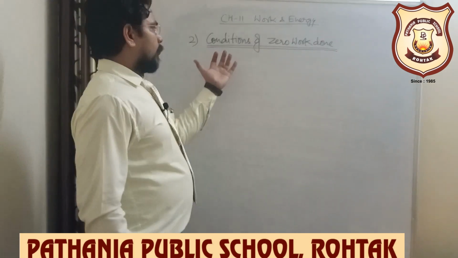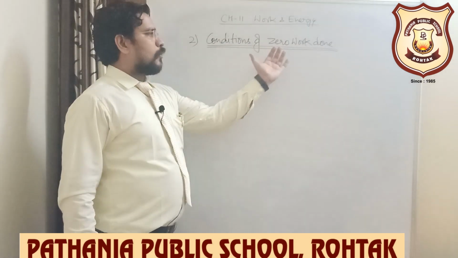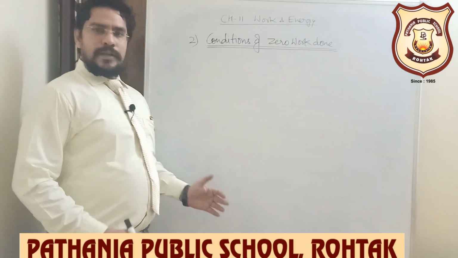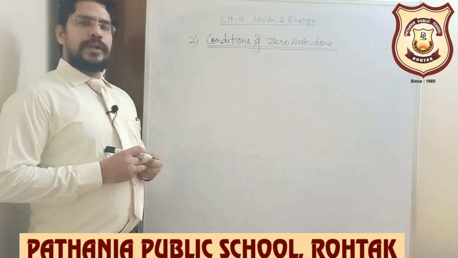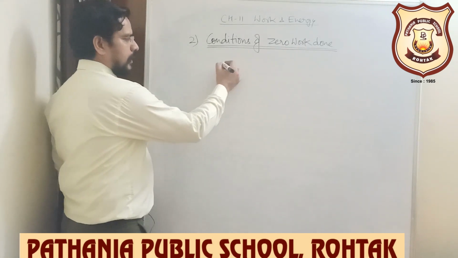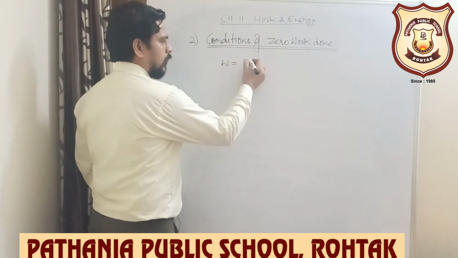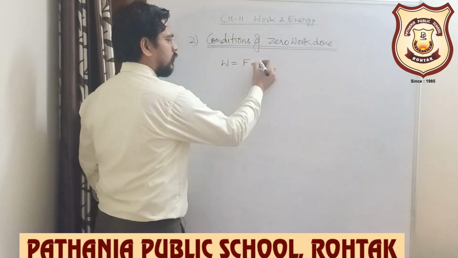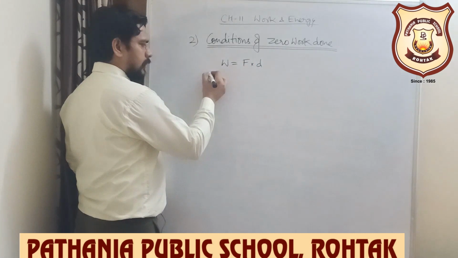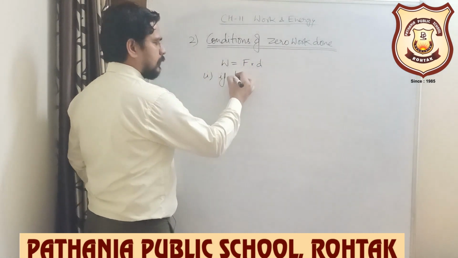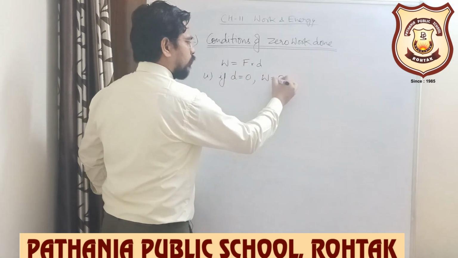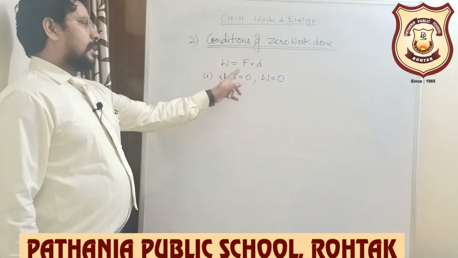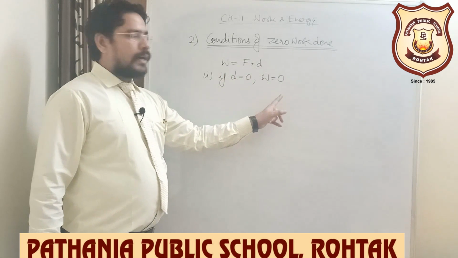So what are the conditions of zero work done? There are two main conditions when your work done is zero. As we know that W is equal to F into D. So the first condition is, if your displacement is equal to 0, your work done is going to be 0, because anything multiplied by 0 will give you a 0.